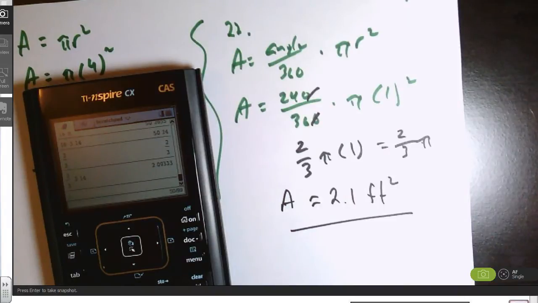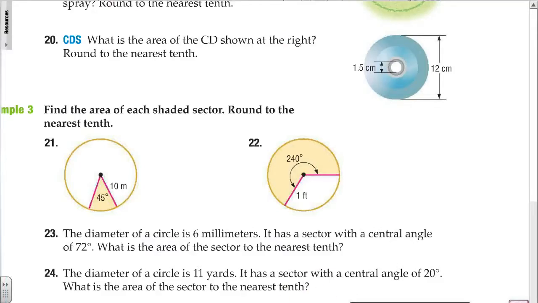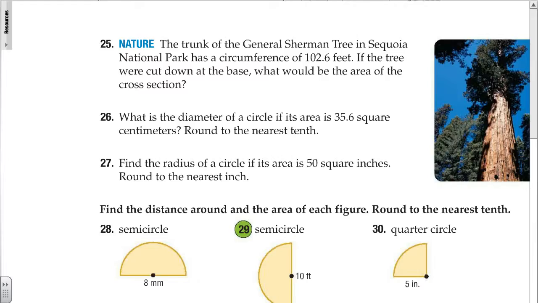Now the next type of problem I want to take a look at is on the next page of the homework. It's number 26. Number 26 says the area of a circle is 35.6 square centimeters. What's the diameter?